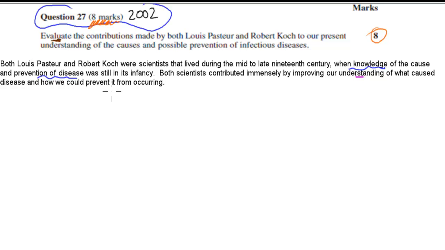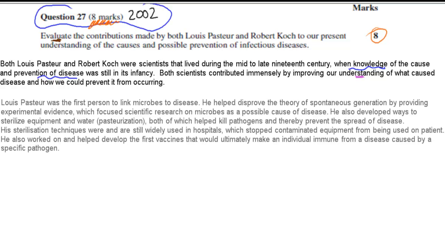So those scientists then helped improve that basic understanding that was in its infancy back when they were alive. So that's just an introduction statement. Now I'll talk about Louis Pasteur specifically. Louis Pasteur was the first person to link microbes to disease. He helped disprove this theory of spontaneous generation, which was important, right?